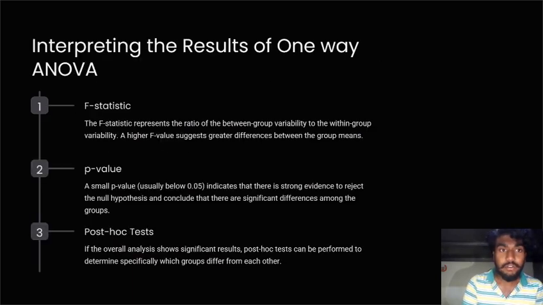Interpreting the results of one-way ANOVA. F statistic. The F statistic represents the ratio of the between groups variability to the within groups variability. A higher F value suggests greater differences between the group means. p-value: a small p-value, usually below 0.05, indicates that there is strong evidence to reject the null hypothesis and conclude that there are significant differences among the groups. Post hoc test. If the overall analysis shows significant results, post hoc tests can be performed to determine specifically which groups differ from each other.